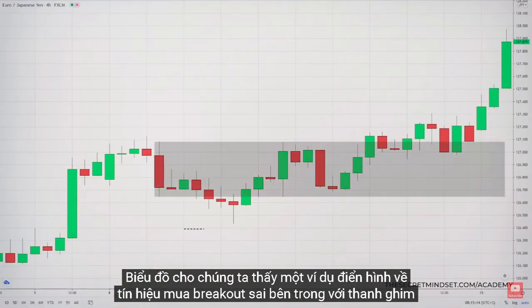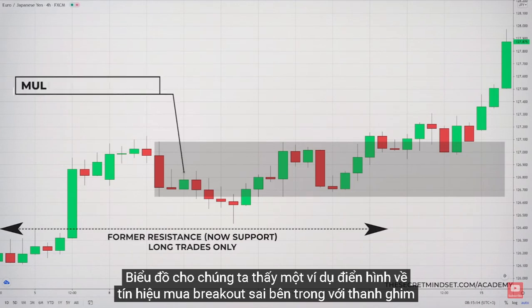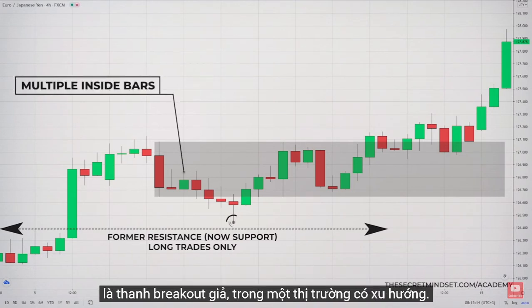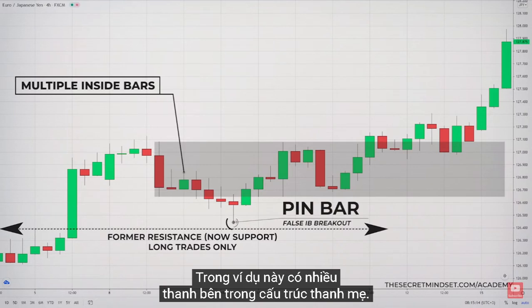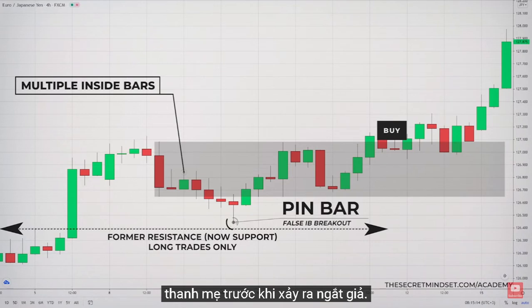This chart shows us a good example of an inside bar false breakout buy signal, with a pin bar as the false break bar in a trending market. In this example, there are multiple inside bars within the mother bar structure, and this is relatively common, and sometimes you will even see 4 or 5 inside bars within the mother bar before the false breakout occurs.